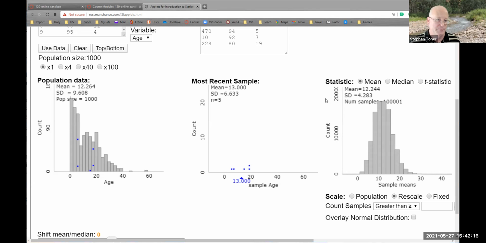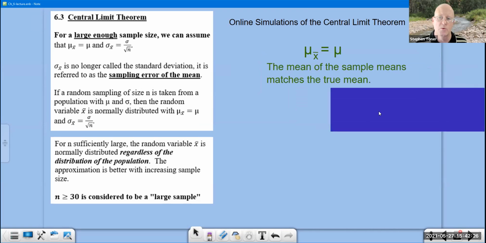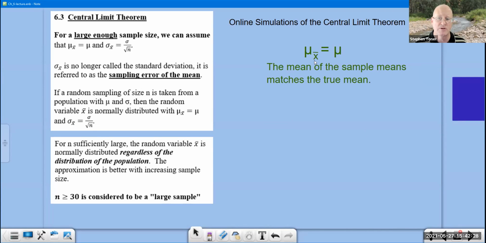Here we go. It says for large enough sample size, we can assume that, ooh, what's this notation? Well, I'm going to write it down my own way. When you see this mu subscript x bar, I'm going to say the mean of the sample means matches the true mean. Okay? We can assume the mean of the sample means matches the true mean.